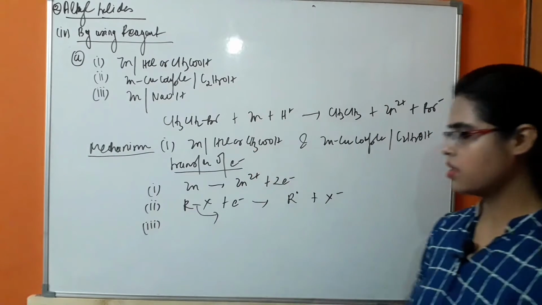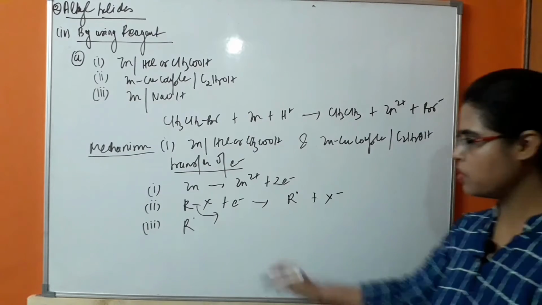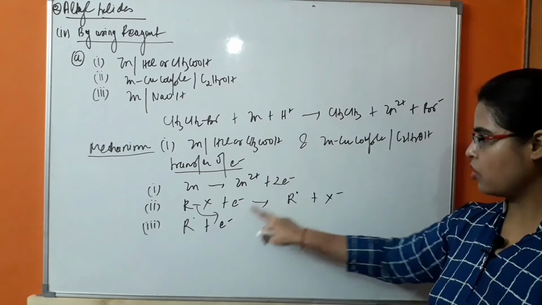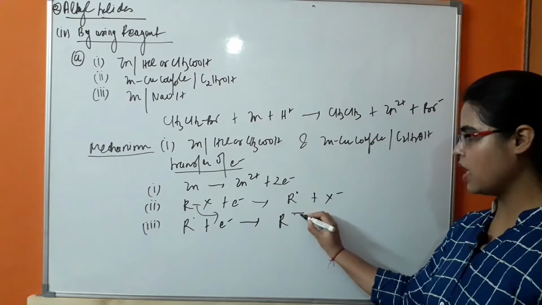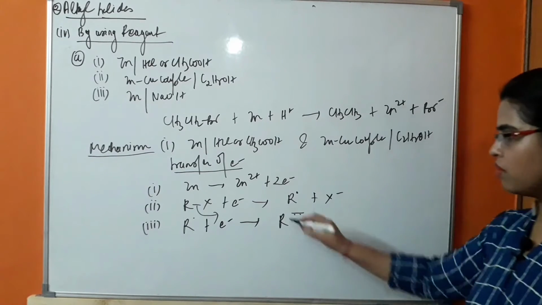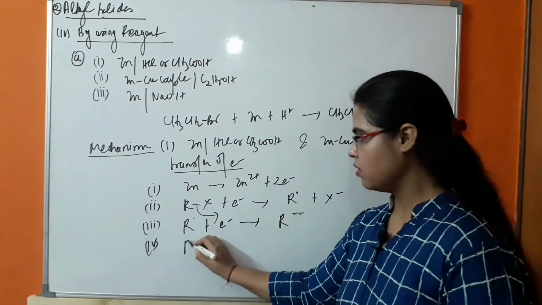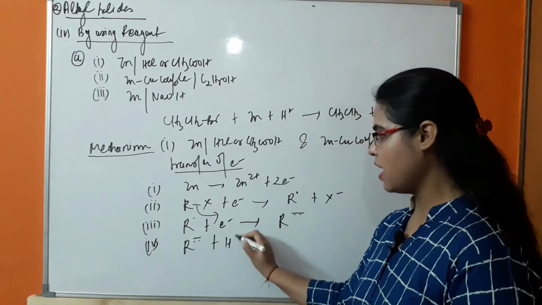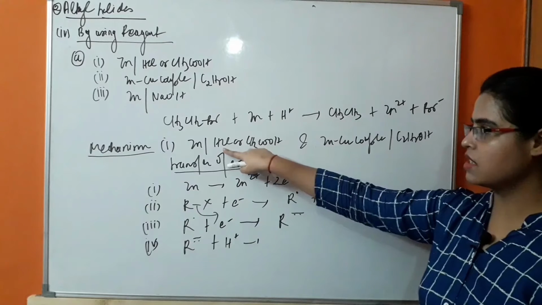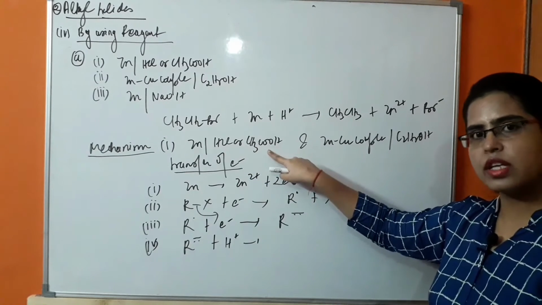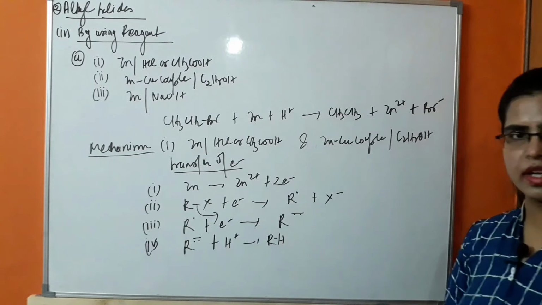In the third step, the free radical which is formed in the second step will attack the second electron of this zinc. Then there will be a formation of carbanion, which is having negative charge. In the fourth step, this carbanion will attack H+, which is released by this medium, that is acid HCl, or CH3COOH, then there will be formation of alkane.